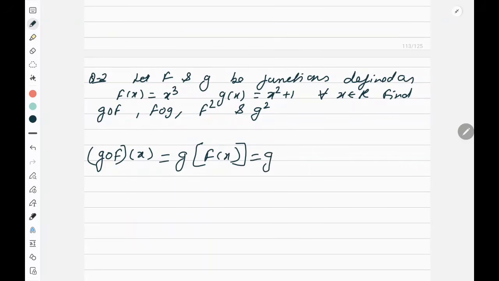Right? So this will be g. What is the value of f(x)? Look at the question. f(x) is x cube. Now g of x cube I want to do. So how is g(x) defined? x square plus 1, and my role of x is played by x cube. Right? So (x cube) square plus 1. So x to the power 5 plus 1 is my answer. Sorry, x to the power 6 plus 1 is my answer.